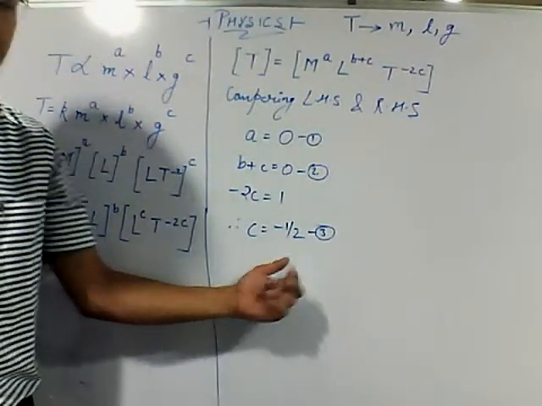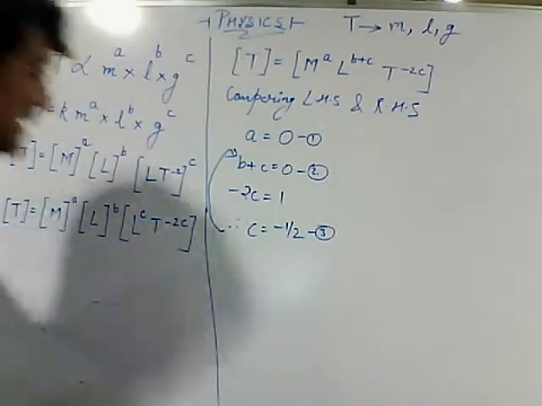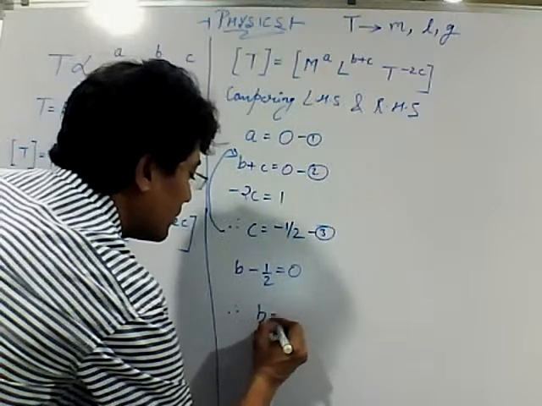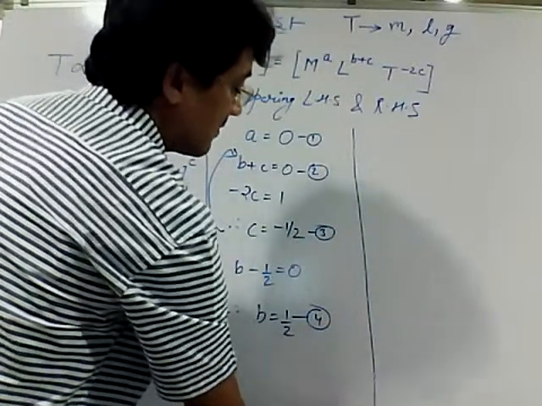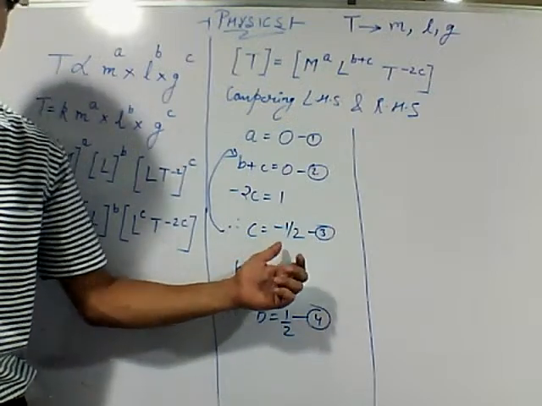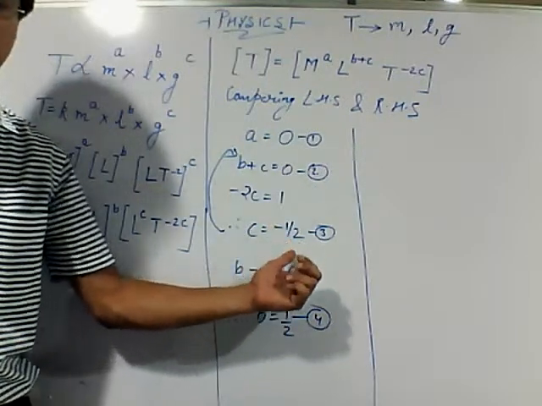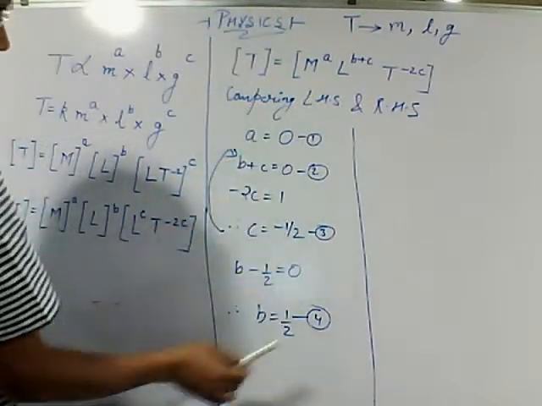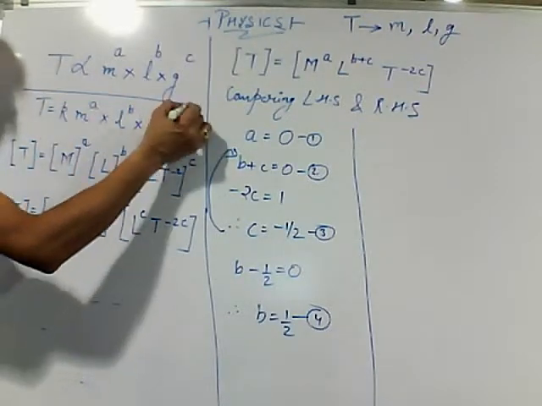So if C is equal to minus 1 by 2, I can place this value of C in equation 2. So what will I get? B minus 1 by 2 is equal to 0. Therefore B is equal to 1 by 2. This is equation 4. So I got A is 0, B is 1 by 2 and C is minus 1 by 2. So let us place the values of A, B and C in the initial equation.